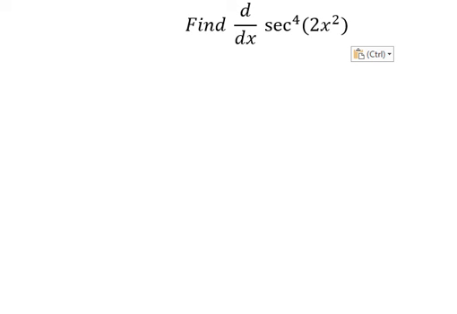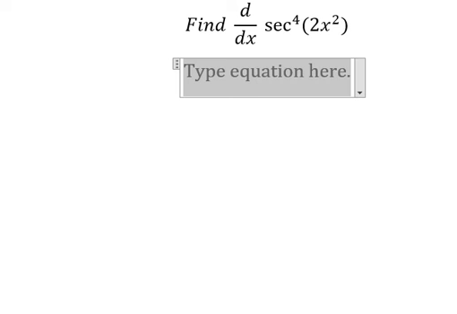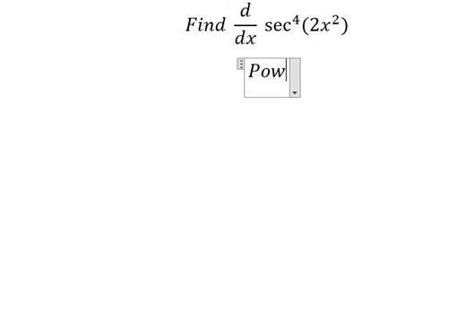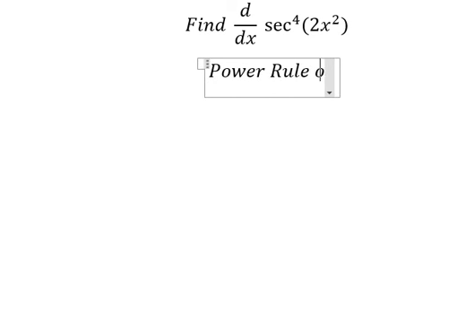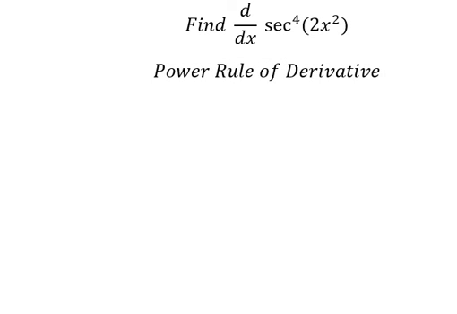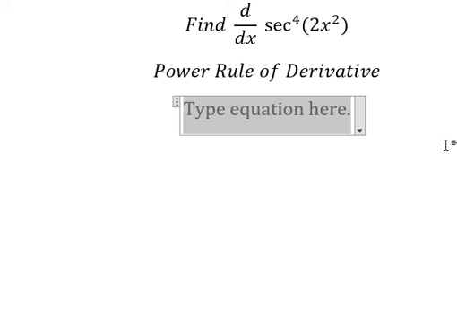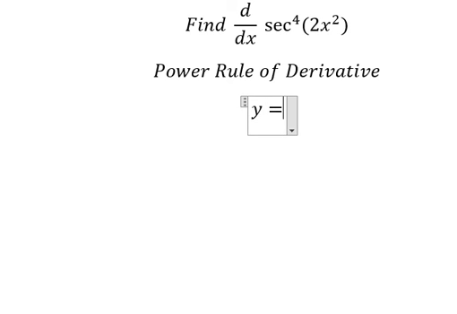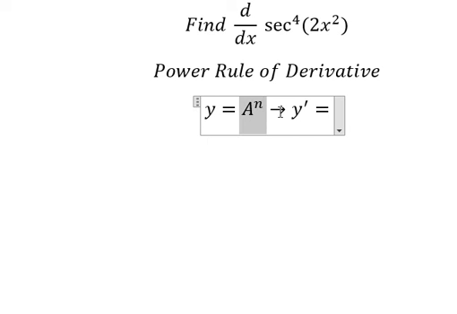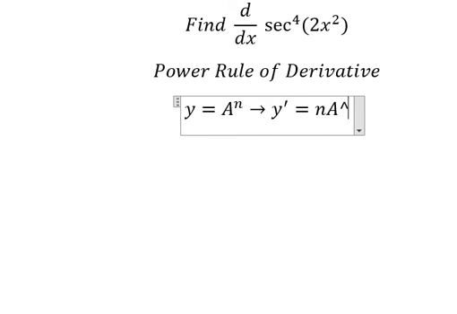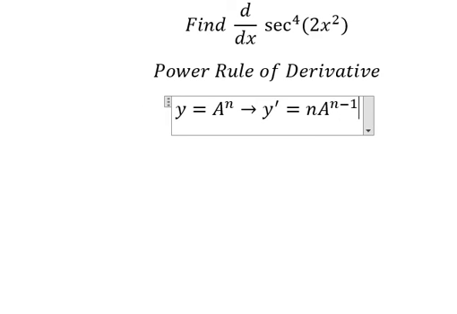The topic today is about the first derivative. Now I will show you how to answer. We can apply the power rule of derivative. For example, we have y equals a to the power of n. If we take the first derivative of this, we have n a to the power of n minus 1.